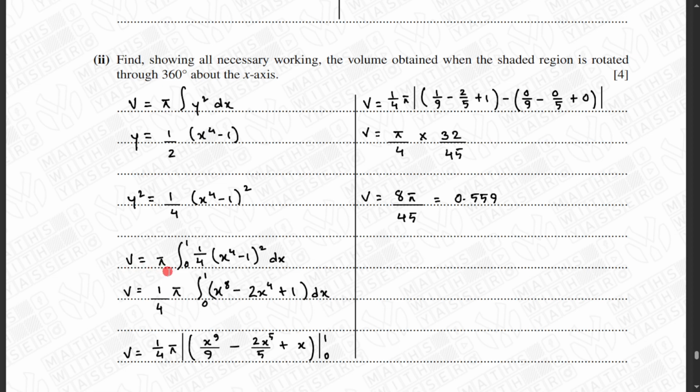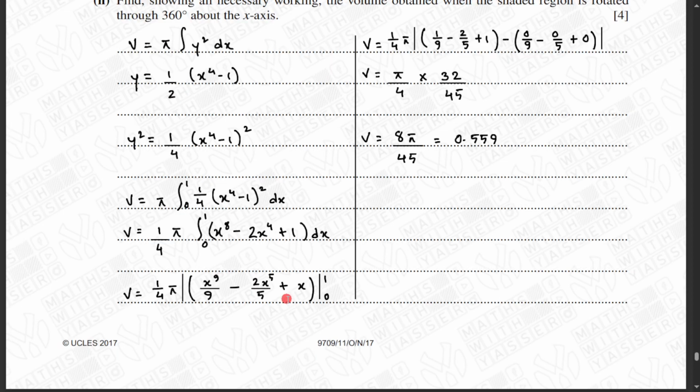So V is equal to pi integrating with the limits 1 and 0, (1/4 x to the power 4 minus 1) whole square. We can take 1 by 4 outside because it's a constant, and we can simply integrate this. But before integrating, since we have a square over here, we can expand it with the help of (a minus b) whole square, and that gives us x to the power 8 minus 2x to the power 4 plus 1.